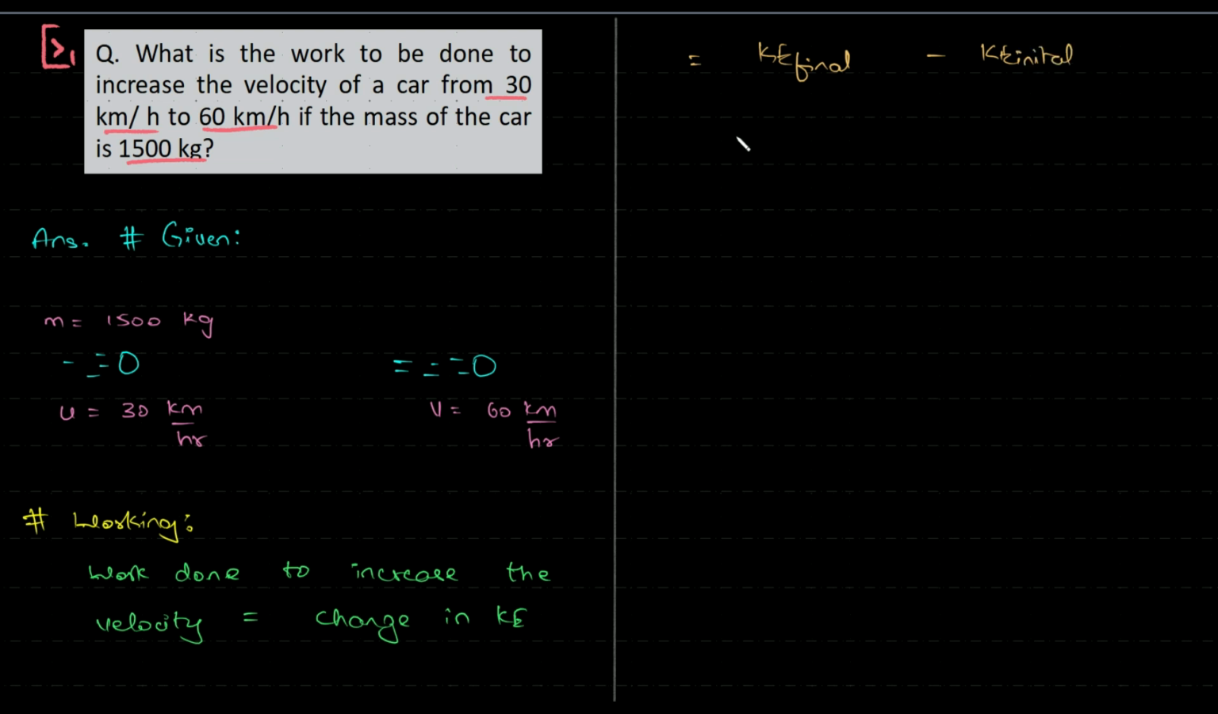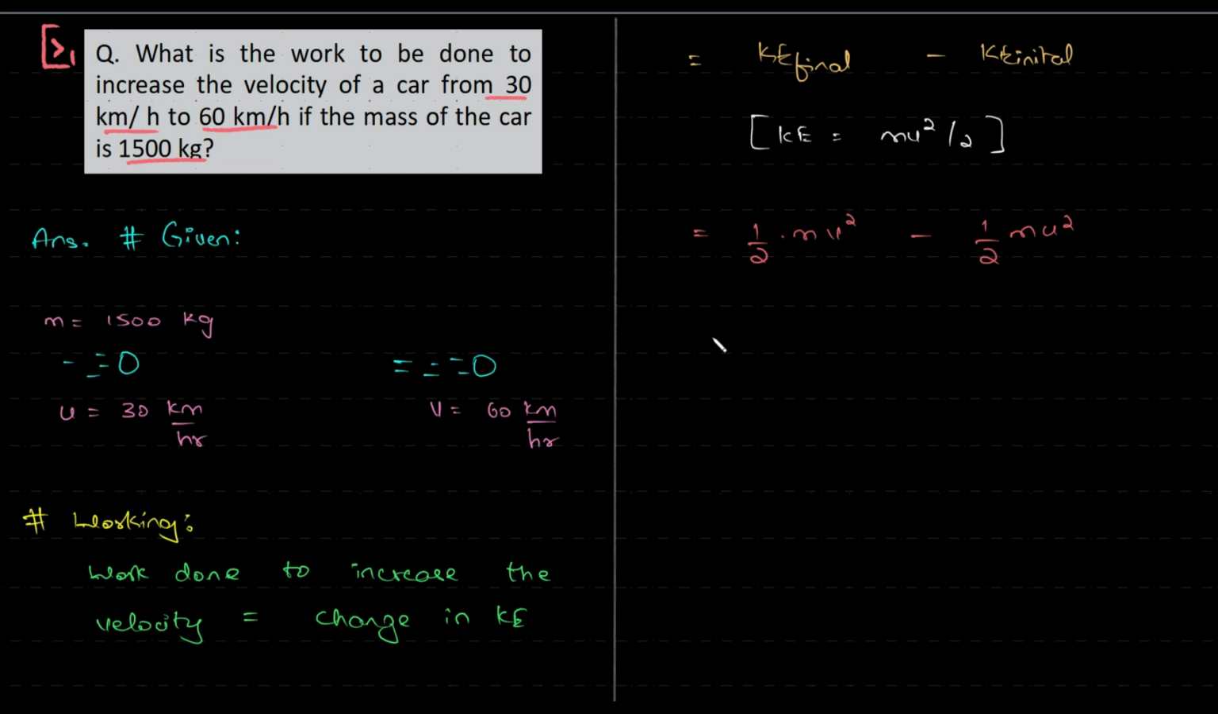Okay. But kinetic energy is what? We know that kinetic energy is half mv square, mv square by 2. If I substitute this, what happens? We have this to be equal to half of m into final velocity square minus initial velocity square. What is common between all of this?